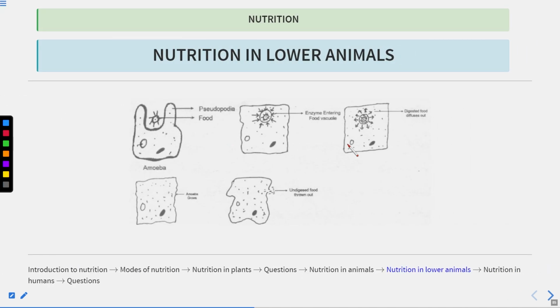So this is an image showing you the nutrition in amoeba. Here is the amoeba, and it forms the pseudopodia first.